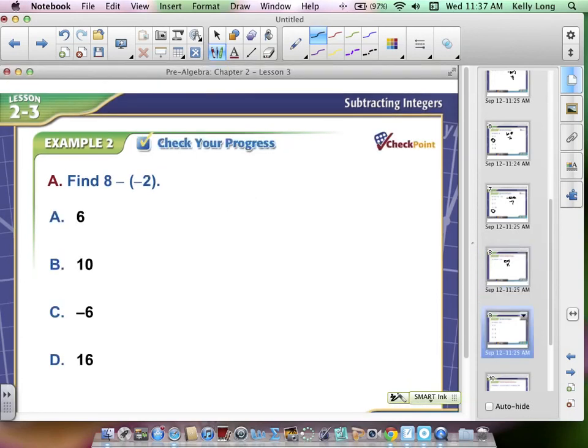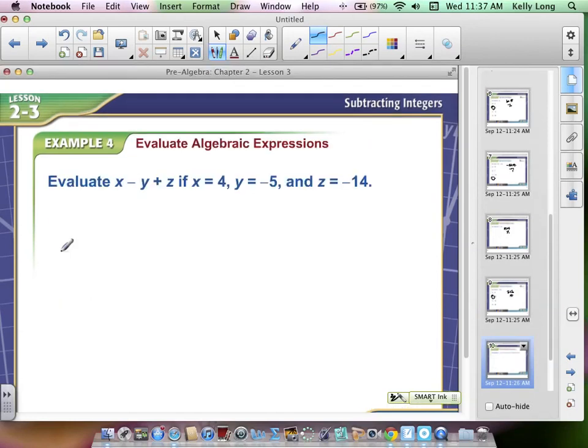Alright, 8 minus negative 2. Try this one. Pause the video, do it, and then check it. 8 plus, change that sign, a positive 2, and 8 plus 2 is 10. Okay, we're getting the hang of it. Everybody's getting it by now? Alright, let's try another kind.